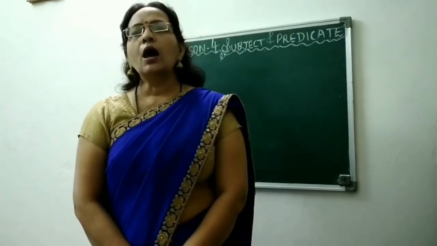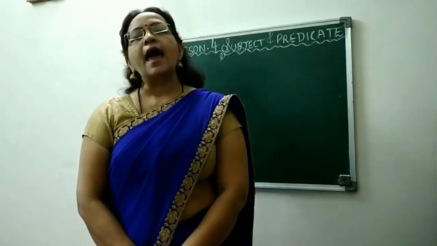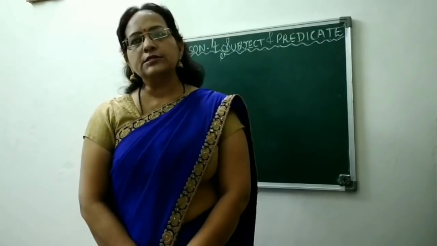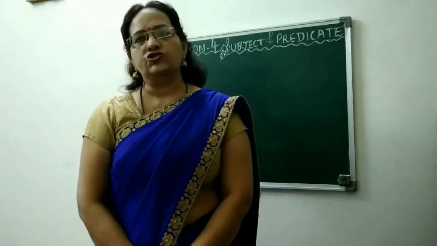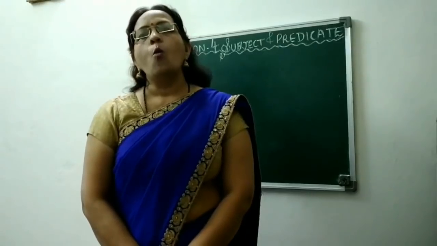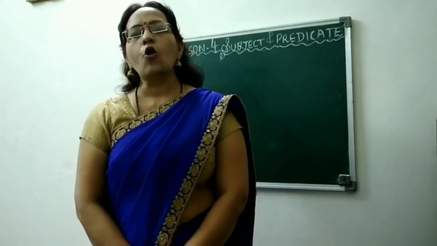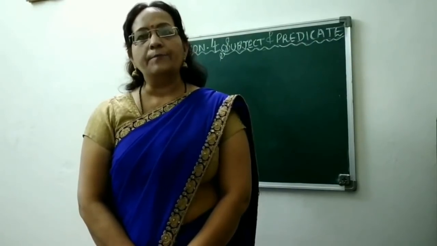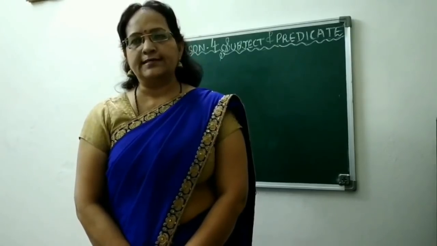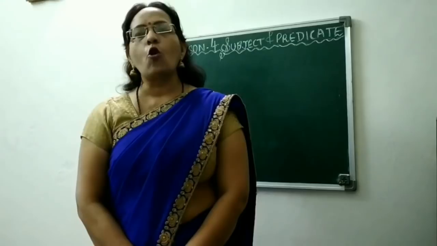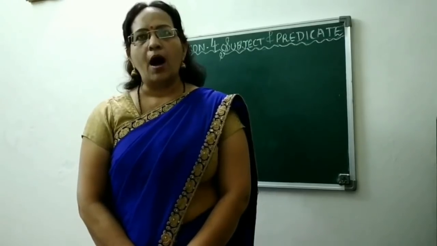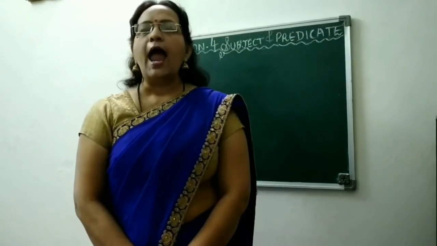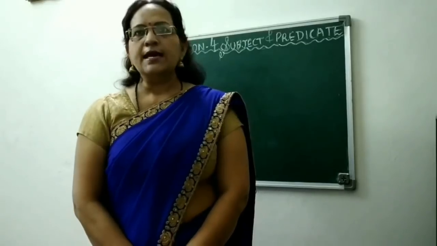Now, let's see the last one. That is exclamatory sentence. An exclamatory sentence expresses strong feeling such as joy, sorrow, wonder, etc. It always ends with an exclamation mark. For example, how beautiful the rose is! Exclamation mark. What a tall man! Exclamation mark. So, in exclamatory sentence, always put the exclamation mark at the end.